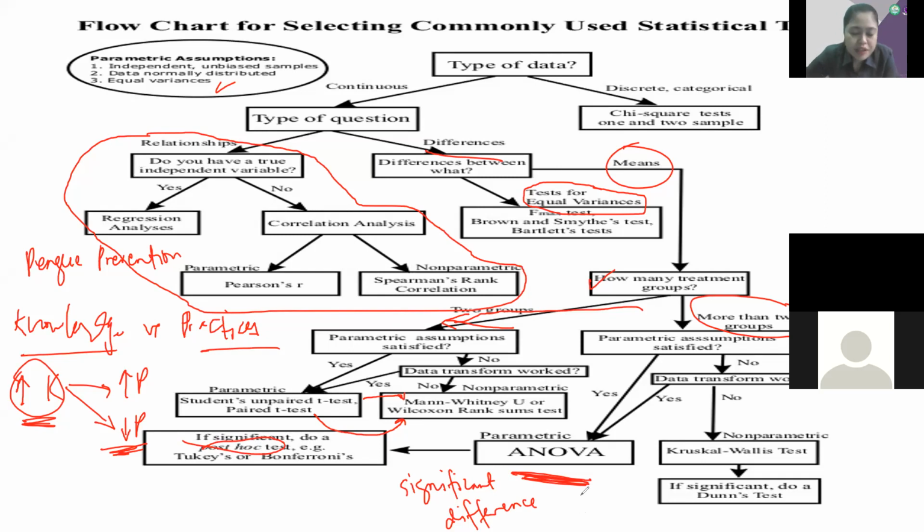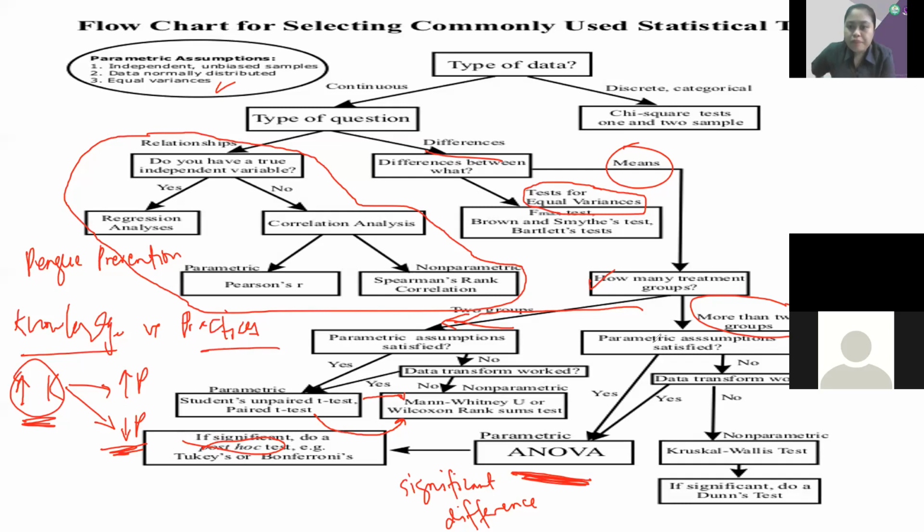Kasi ANOVA will just tell you that there is a significant difference between the groups you are comparing, but it will not actually pinpoint kung saan yung difference nila. So it will be the post hoc test done after the ANOVA that will pinpoint that one.